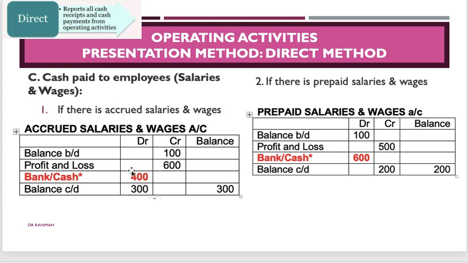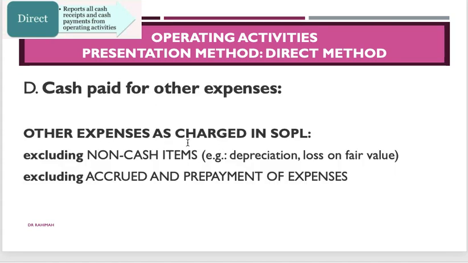So in that case, if the question does not specifically tell you how much is salary and wages, that means you have to combine item C and D, which is you can't identify the salary and wages, so you just consider that wage and salary under these other expenses. All right, so when you identify payment for other expenses, make sure you take out the non-cash item, like I mentioned just now, depreciation and any losses, and also any accrual and prepayment of expenses.